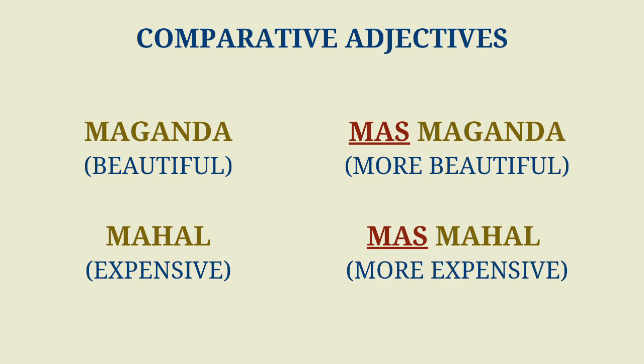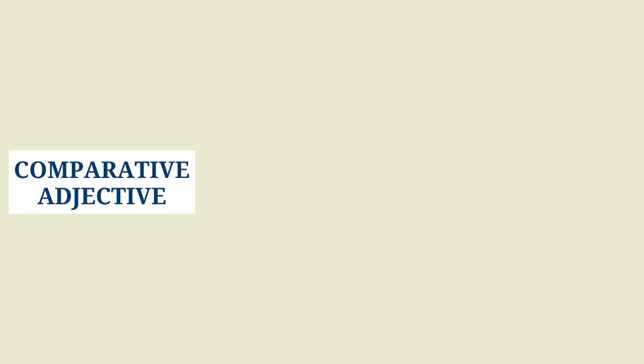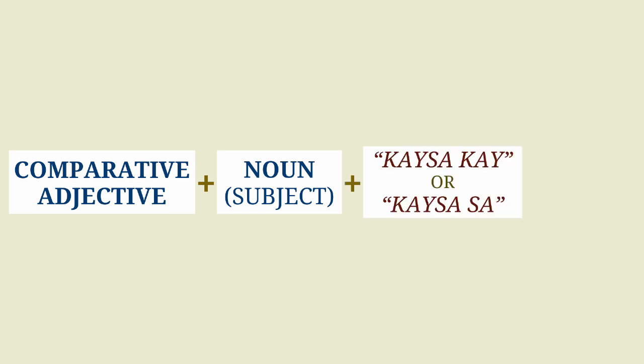You can form sentences using comparative adjectives following this pattern. So you start off with the comparative adjective, followed by a noun, which is the subject, and then Kaysa kay or Kaysa sa. So it will depend which one you will use. I'll explain the difference between the two later. And then finally, it is followed by the other noun with which the subject is being compared to.